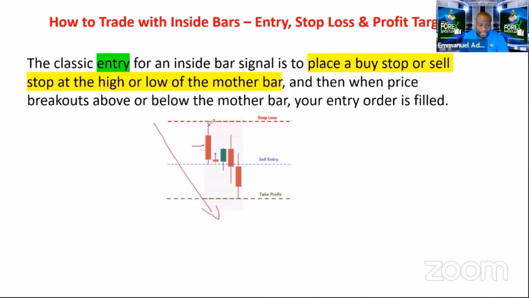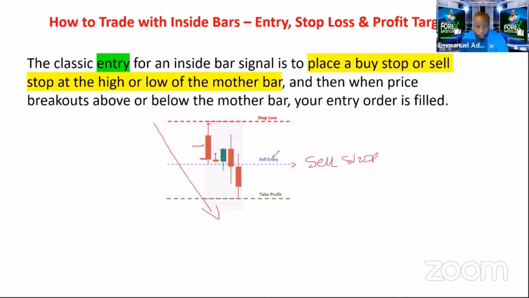So you now see this inside bar forms. So you will put a sell entry, in this case a sell stop. You put it like 3 to 5 pips below that mother bar. So when you put that, where does your stop loss go? Your stop loss will be 3 to 5 pips, depending on the time frame you are working with. If you are working with the daily chart, I will put it like 10 pips. So the stop loss will come above the high of the mother bar.